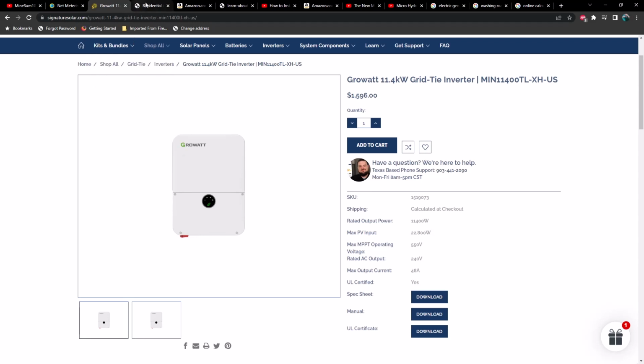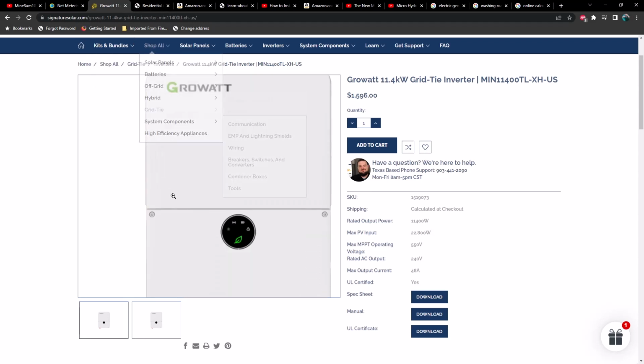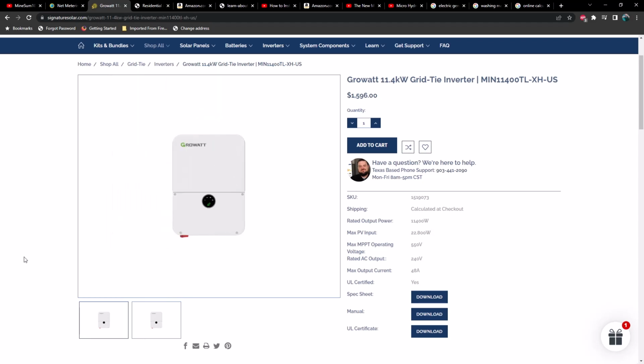So, as far as purchasing your inverter, things you need to really consider are, number one, do you plan on adding anything in the future? And what's your budget? Do you have enough space for two of the 6,000s, or do you only have enough space for one of these? Just some things to consider.